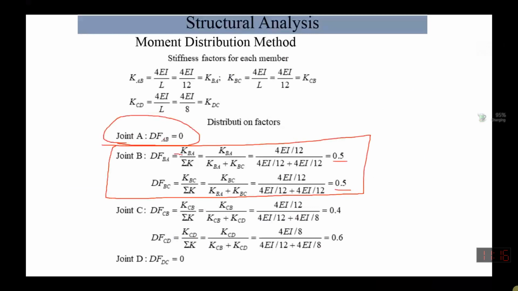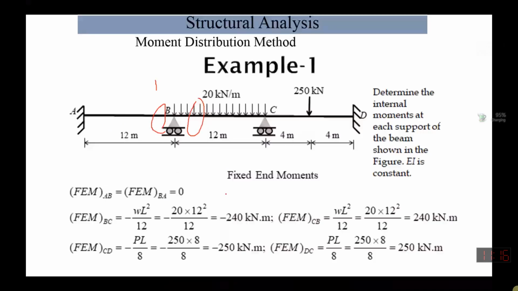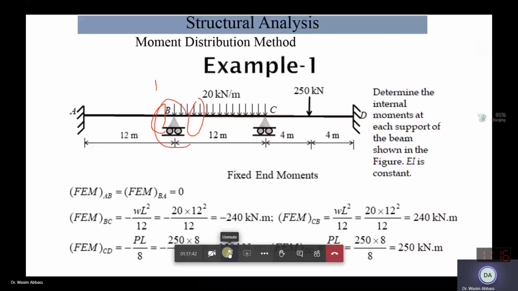If you remember, about 10 minutes back, what we have calculated and discussed, now we are using it in the calculation of the question. We are calculating the distribution factor for each joint. So for this joint, how many distribution factors? Can anybody answer? How many?